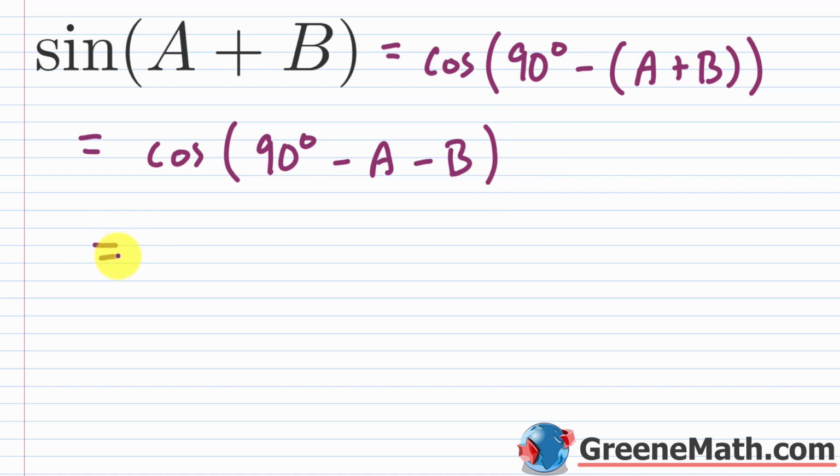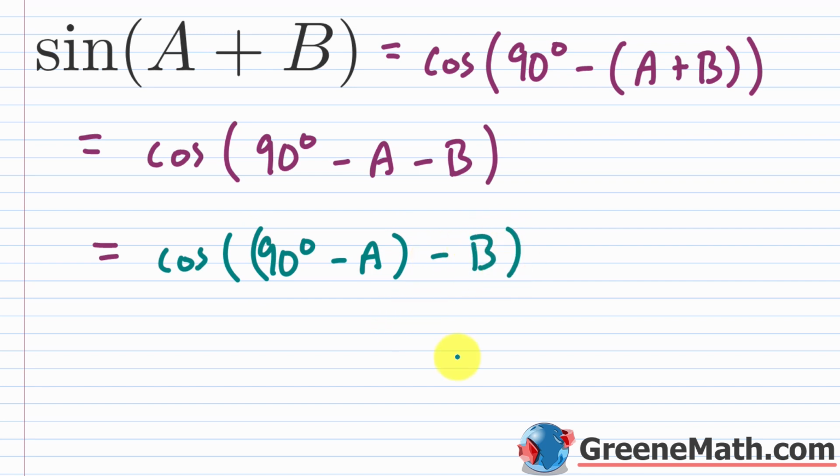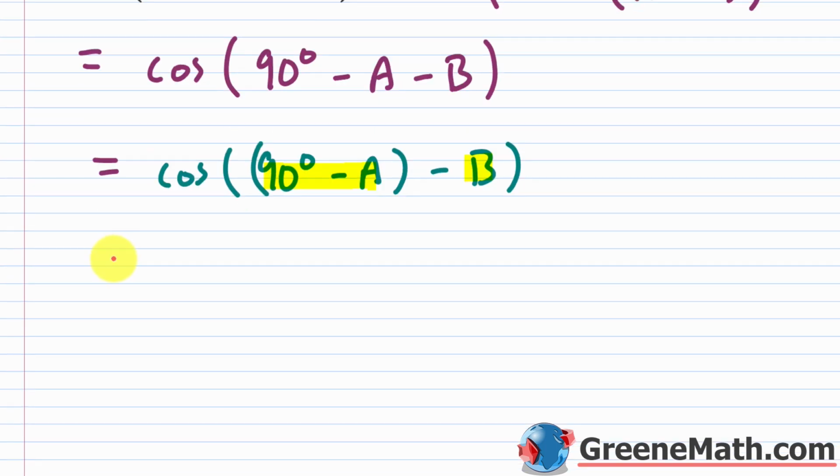So now I'm going to actually group these guys together, and I'm going to say that this is the cosine of 90 degrees minus a. So let me wrap that in some parentheses, and then minus b. So we're going to treat this guy as an angle and this guy as an angle. So we're going to use that cosine difference identity. So let's come down here a little bit more, and let's say this equals the cosine of the first guy. So the first angle is 90 degrees minus a. Then I'm going to go times the cosine of the second guy. So this is just b here.